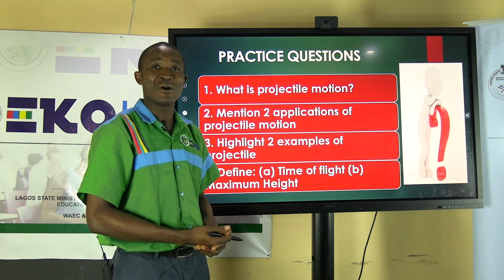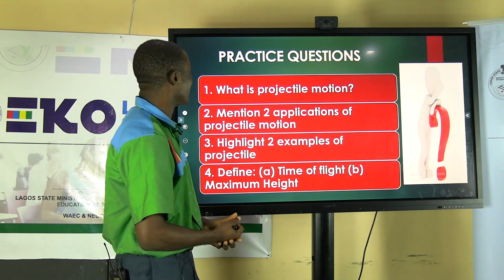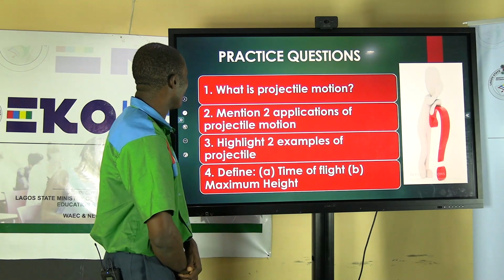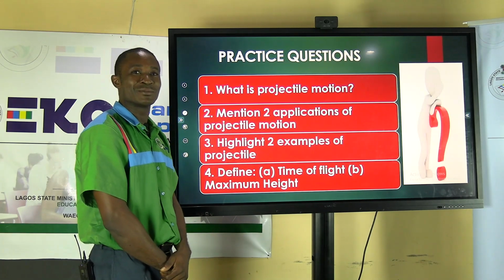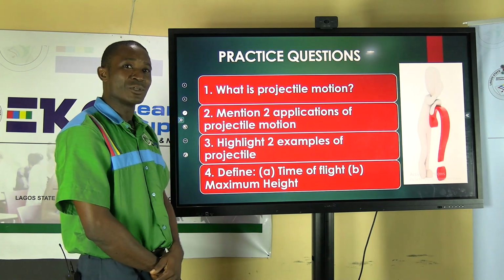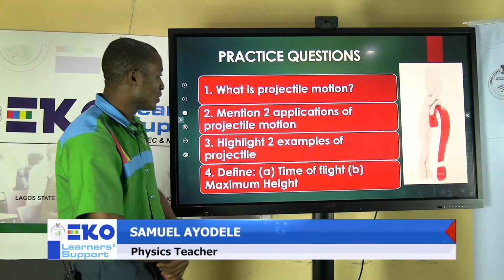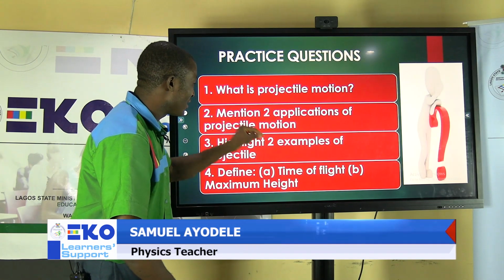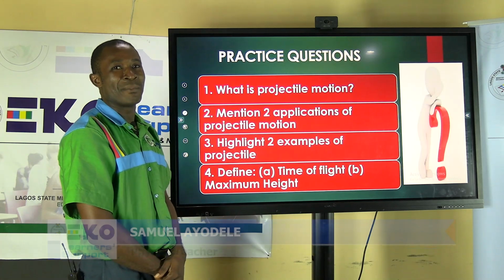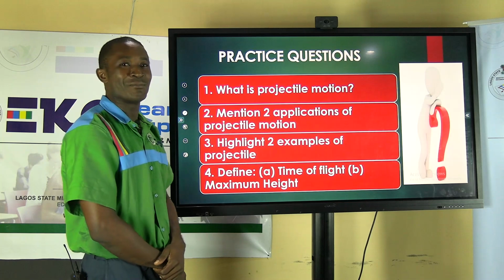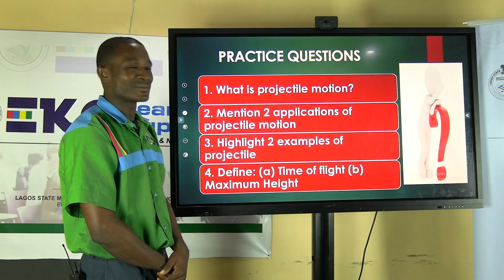So it's time for us to play with some things. Yes, from what we have learned, we need to play. Let's look at what we want to play with. What is projectile motion? Mention 2 applications of projectile motion. Highlight 2 examples of projectiles. Define time of flight and maximum height. I'll give you just 1 minute to go through it.